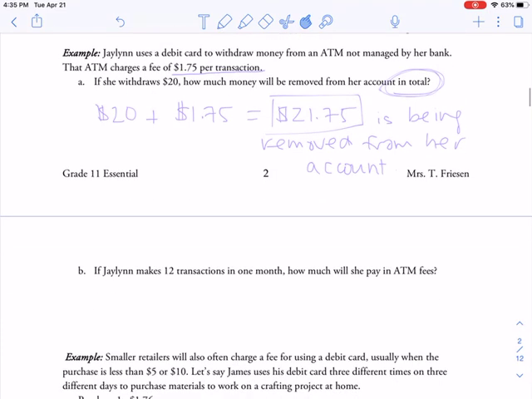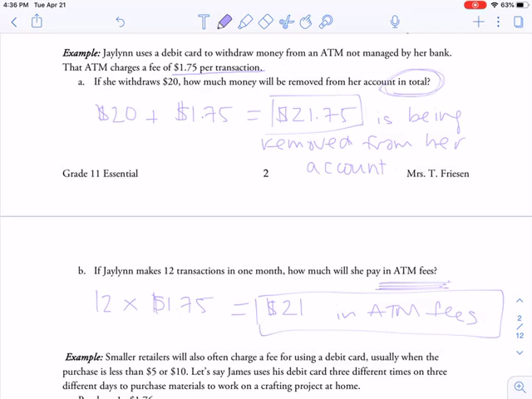Let's keep going. Okay, so still talking about Jillian here. If Jillian makes 12 transactions in 1 month, how much will she pay in ATM fees? All we want to know is the ATM fees, and we are going to assume that the ATM fee is always $1.75 because it doesn't tell us anything different. So we're saying 12 transactions multiplied by $1.75 per transaction. I'm just going to plug that into my calculator here, and you can do the same, and we'll see if we get the same answer, which is $21 in ATM fees.